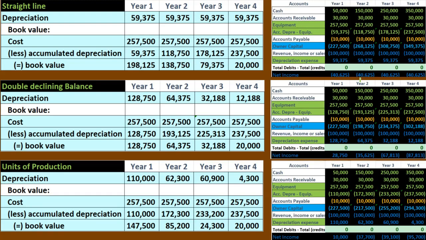The even allocation would say, well, we're still using the piece of equipment. An argument for the accelerated method would be that I get more use out of it in year 1 than year 2. So yes, it does make sense for us to allocate more in year 1. It's a more productive piece of equipment in year 1 than in year 2. So there is a valid argument to do that.